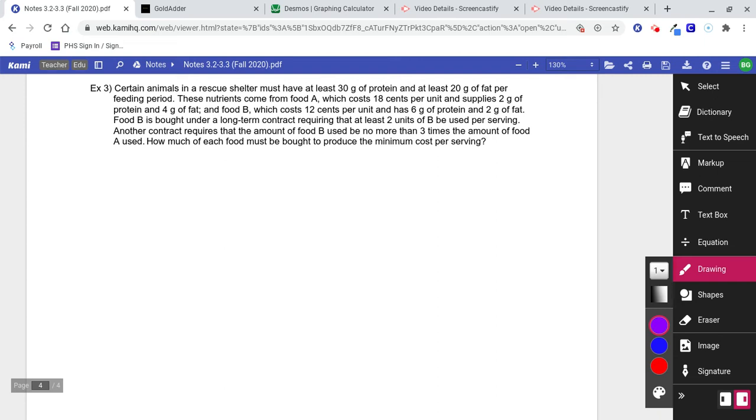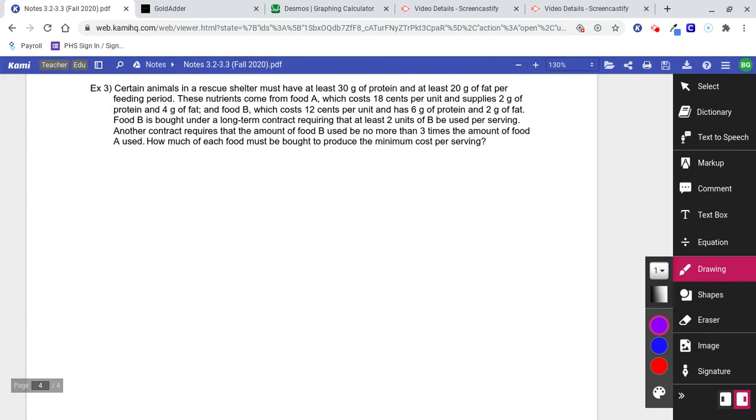Certain animals in a rescue shelter must have at least 30 grams of protein and at least 20 grams of fat per feeding period. These nutrients come from food A, which costs 18 cents per unit and supplies 2 grams of protein and 4 grams of fat, and food B, which costs 12 cents per unit and has 6 grams of protein and 2 grams of fat.